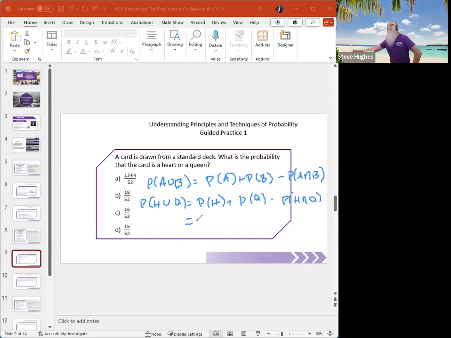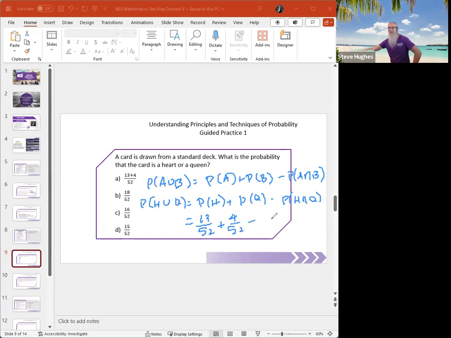All right, everybody, what's the probability of a heart? How many hearts are there? Hearts are one of the 4 suits. That means there are 13 of them, 13 out of 52 cards. All right, what's the probability of a queen? Each of the suits has 1 queen, therefore there are 4 queens out of the 52 cards.